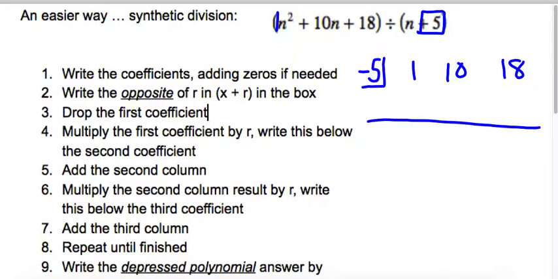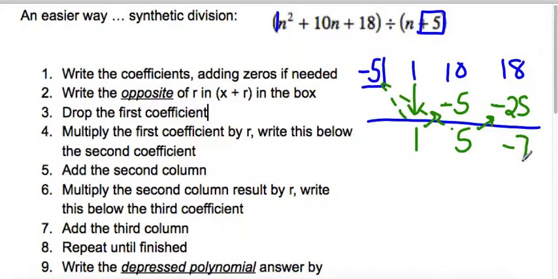Okay, what we're going to do is we're going to drop this first number down, 1. Then we are going to multiply -5 times that number, and we're going to write our answer here. So -5 times 1 is -5. And then we add that column. We get 5. And then we're going to multiply that by -5 and put our answer here. So -5 times 5 is -25. And we're going to add that column. Okay? That's the process for synthetic division.